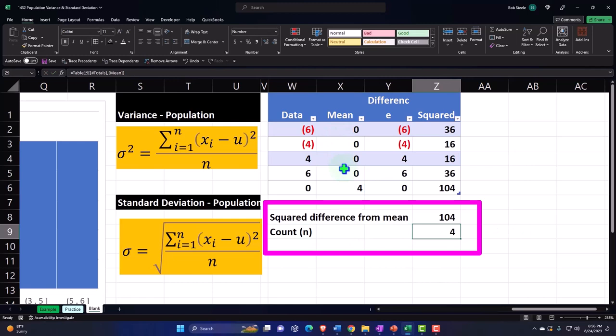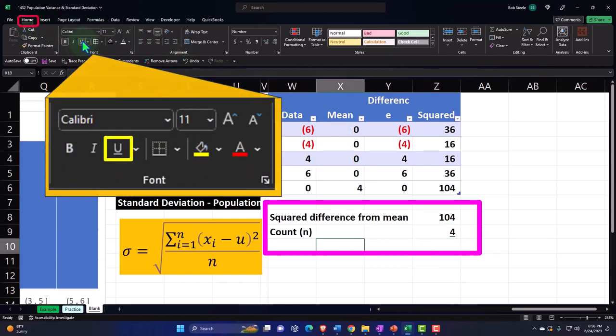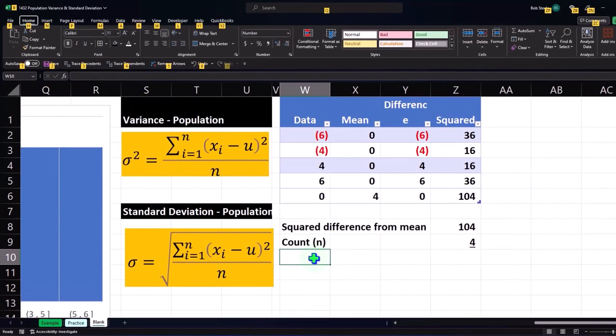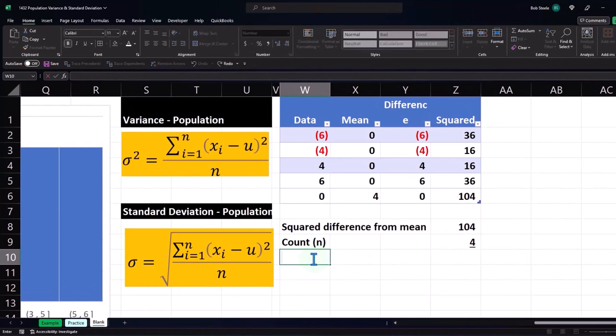And let's put an underline, Home tab, Font group, and underline. And that's going to give us then, if we divide, it's going to give us the variance. Divide, it doesn't want to give me the divide. Or I have to do it this way and then divide and then variance.